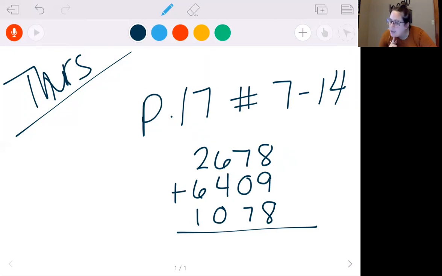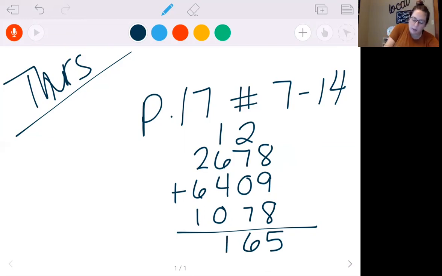We know 8 plus 8 is 16. 16 plus 9 is 25. So I'm going to put down my 5, carry my 2. 7 plus 7 is 14, plus 2 is 16. So I'm going to put down my 6, carry my 1. 6 plus 4 is 10, plus 1 is 11. I'm going to put down my 1, carry my 1. Then I have 2 plus 1 is 3, 6 plus 3 is 9, 9 plus 1 is 10. Make sure you put your comma right there, 10,165. Okay, I'm going to erase this.